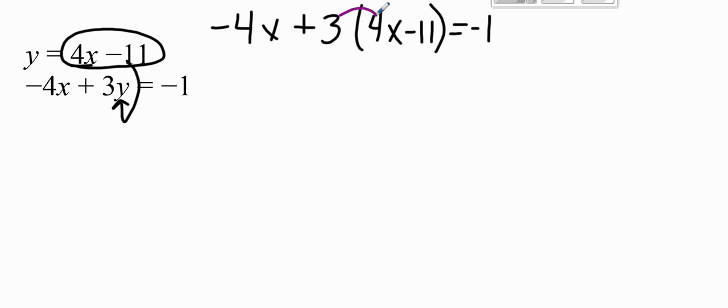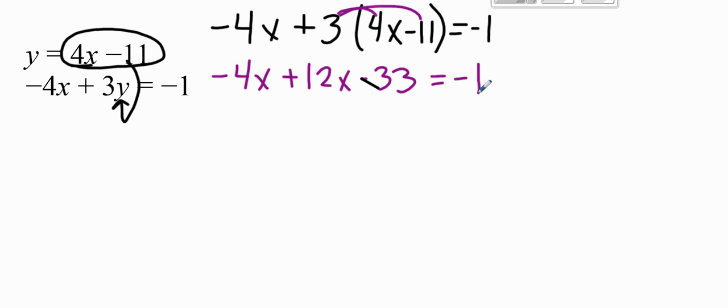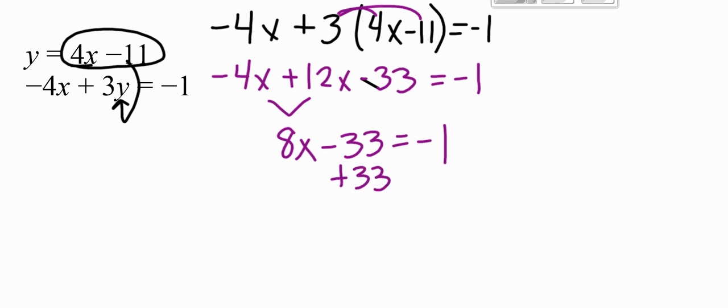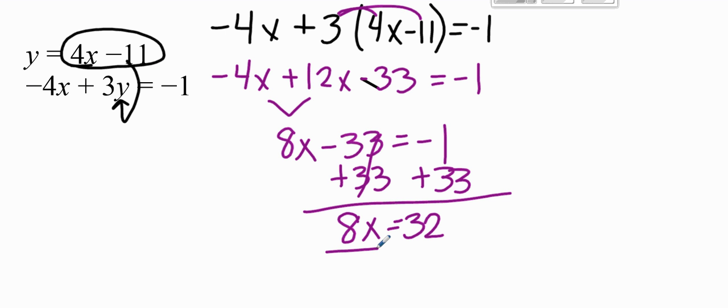Again, I'm going to distribute. So I have negative 4x plus 12x minus 33 equals -1. Combine my like terms. So I have 8x minus 33 equals -1. Add 33 to both sides. 8x equals 32. I'm going to divide both sides by 8. 32 divided by 8 is 4. So my x is 4.